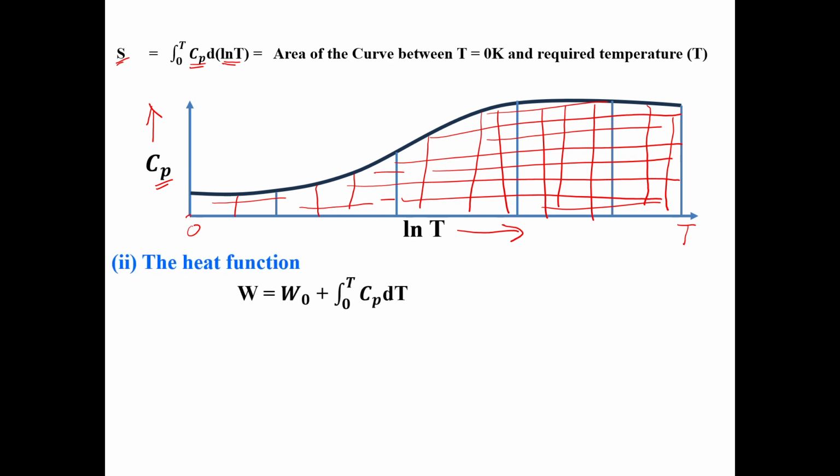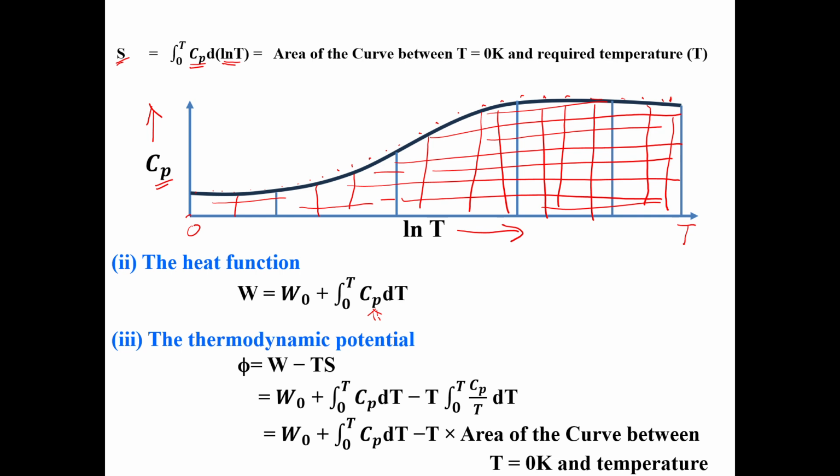The next thermodynamic quantity is the heat function, which is represented by W. And this W is equal to W naught plus the integral from 0 to T of Cp dT. I am again emphasizing that we must know this Cp at all temperatures ranging from 0 to T. Only then can we do this. So what is this W naught? W naught is the heat function at temperature 0 Kelvin.